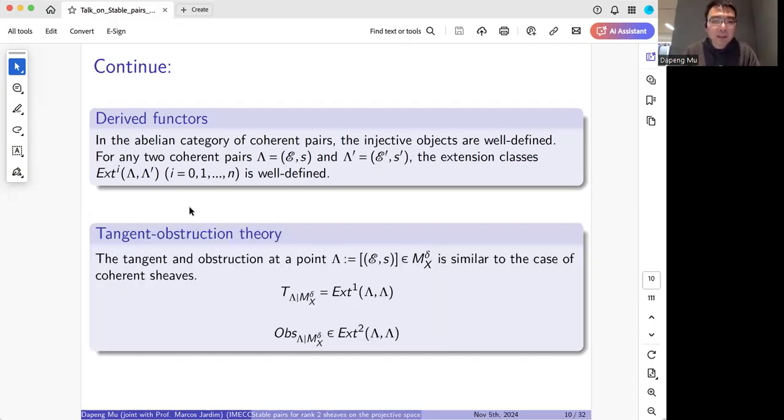And I think the last result I want to say about the moduli space is the tangent-obstruction theory. You will see the expression is almost the same as in the case for sheaves. At any point in the moduli of semistable pairs, say the point corresponds to a pair, I call it lambda. The tangent space at that point is Ext^1 of lambda with itself, and then the obstruction class is contained in Ext^2. Very similar to the sheaf case.